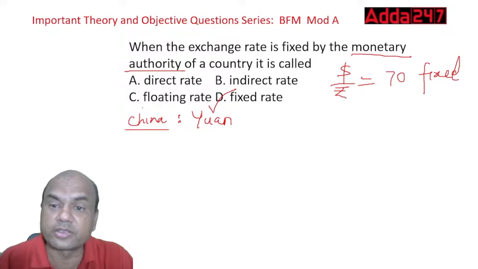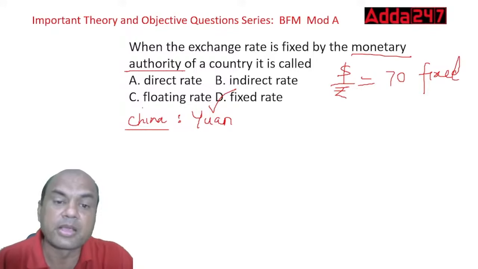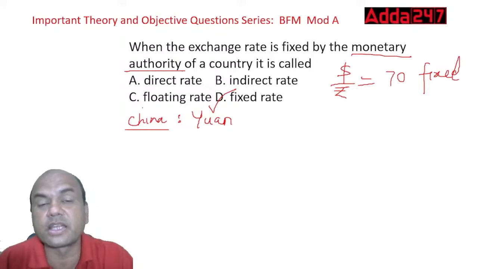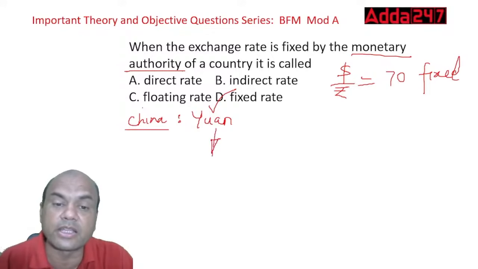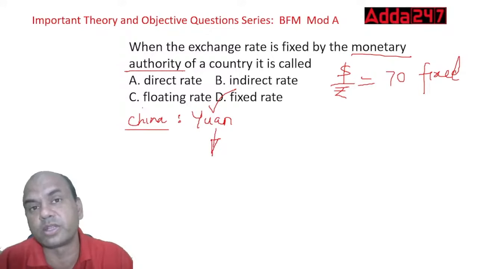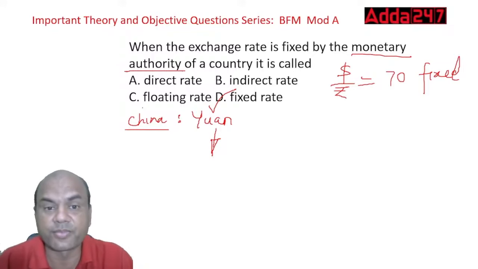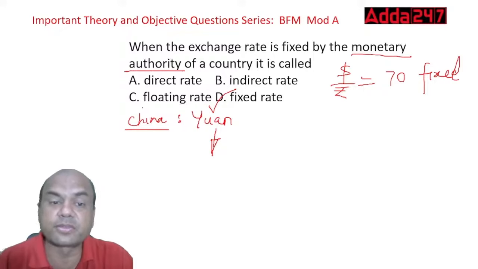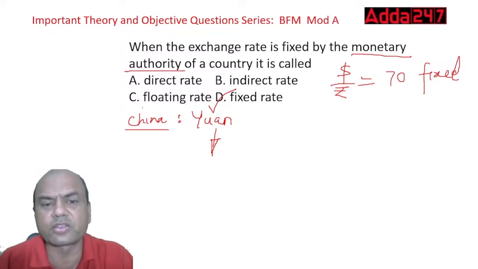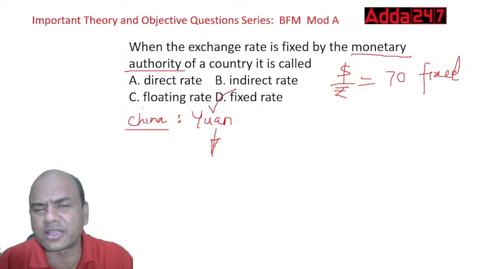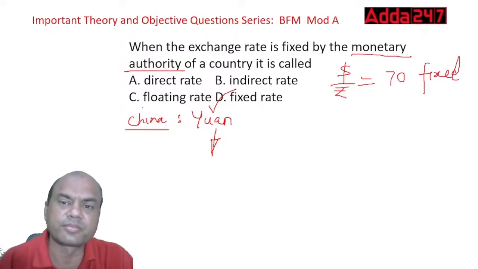Whereas in India, it's not fixed by the RBI or anyone. It is based on demand and supply. China interferes in its currency, and if it wants, it can reduce the rate. If it wants, it can increase the rate whenever the government decides. So this is known as an interfered rate. They say that yes, we are also a free floating currency, but nothing like that. It is fixed. Got it?